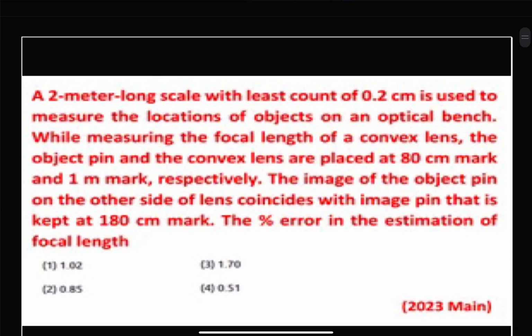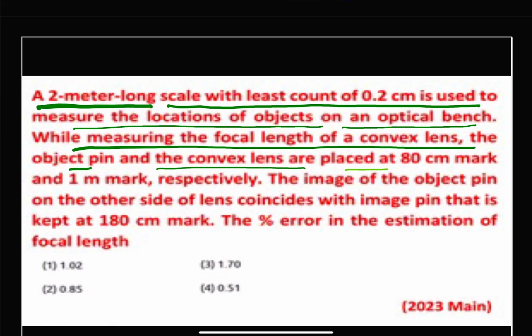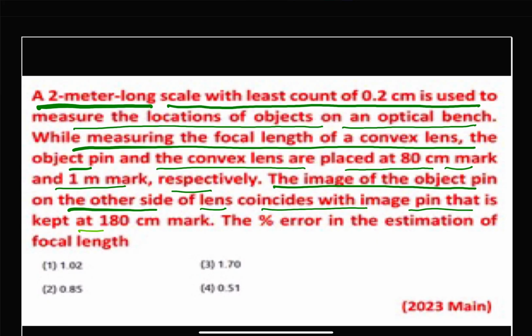It states that a 2 meter long scale with a least count of 0.2 centimeter is used to measure the location of object on an optical bench. While measuring the focal length of the convex lens, the object pin and the convex lens are placed at 80 centimeter mark and 1 meter mark respectively. The image of the object pin on the other side of the lens coincides with the image pin that is kept at 180 centimeter mark. The percentage error in the estimation of the focal length is.